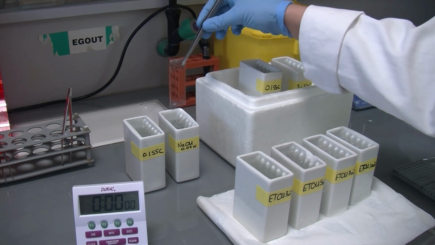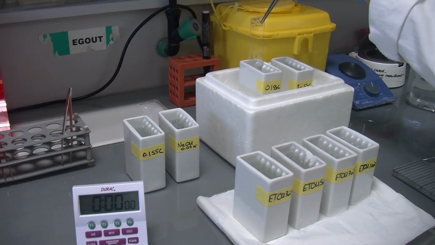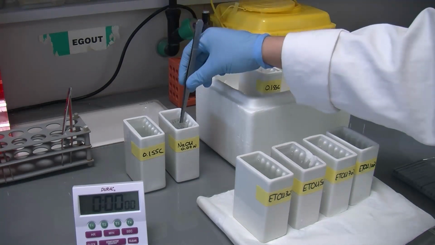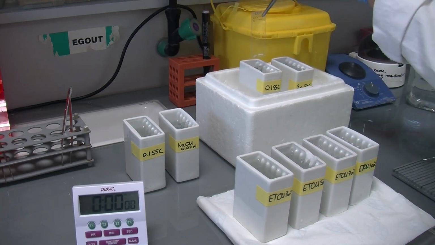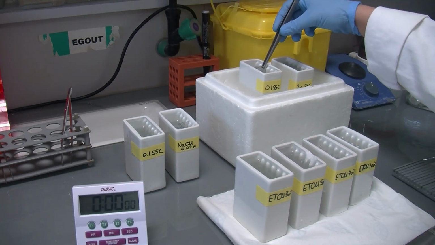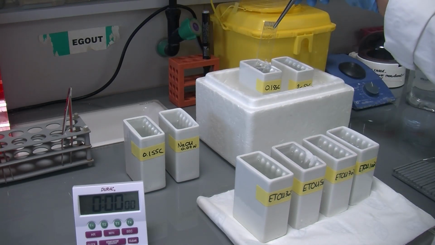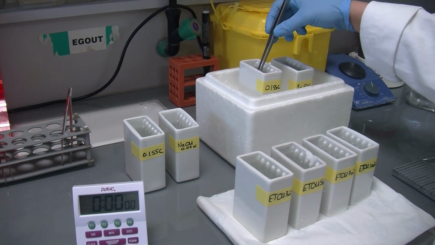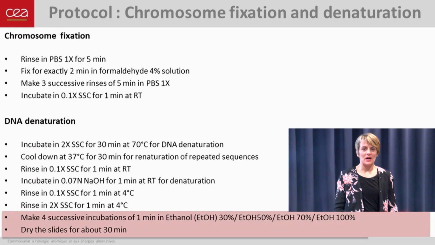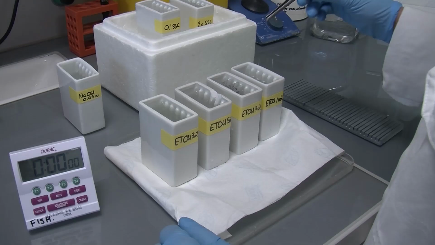Then, we continue with 2 successive rinses, first in 0.1 SSC and then in 2x SSC, both at 4 degrees. Finally, we proceed to drying and incubating in ethanol baths of increasing concentrations.